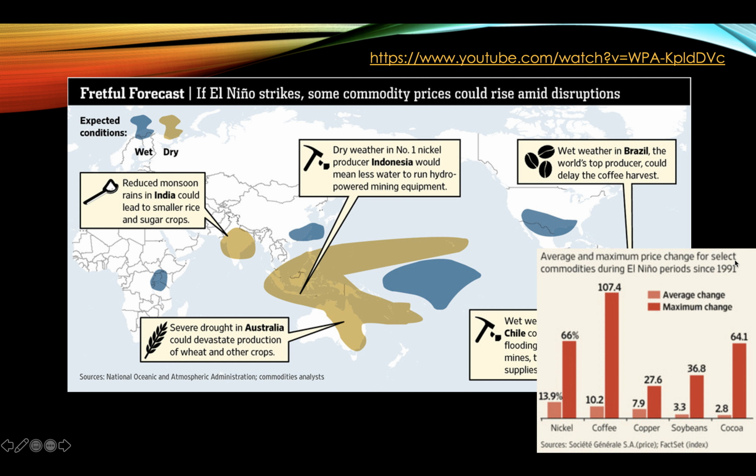But we do know that it's naturally occurring. So here we can see some of the average and maximum price changes for different commodities during El Nino periods since 1991. So in the pink, that's about the average change of price in commodities for an average El Nino event. And then the dark red is the maximum that it ever saw during any large El Nino event. So you can see it's pretty dramatic, the effects that it can have on a lot of commodities that are pretty important to global production here. Look at the price of coffee during the 97-98 El Nino, 107.4.